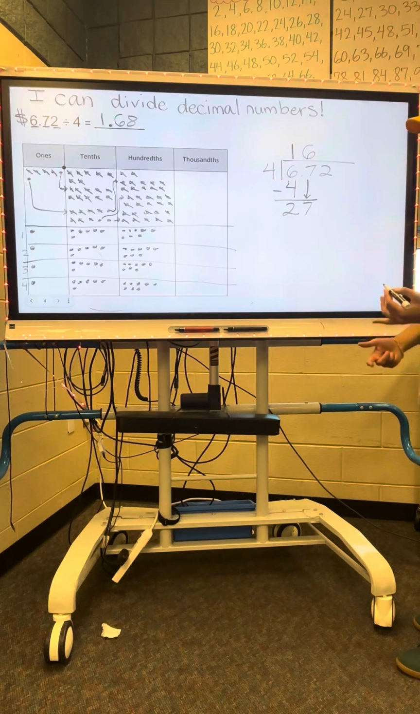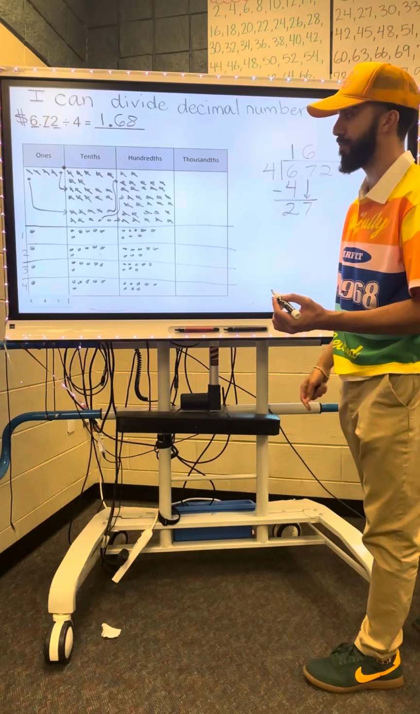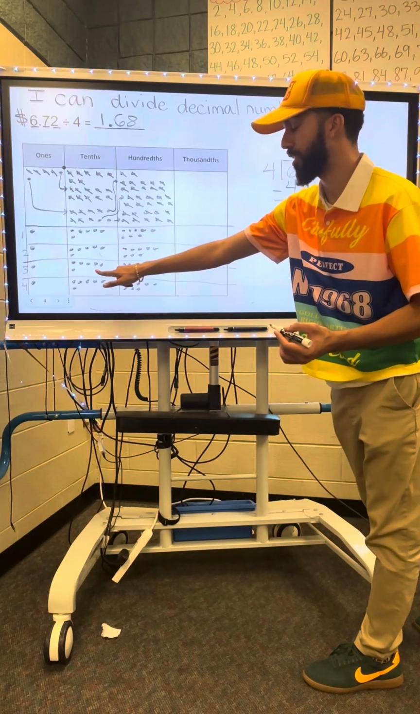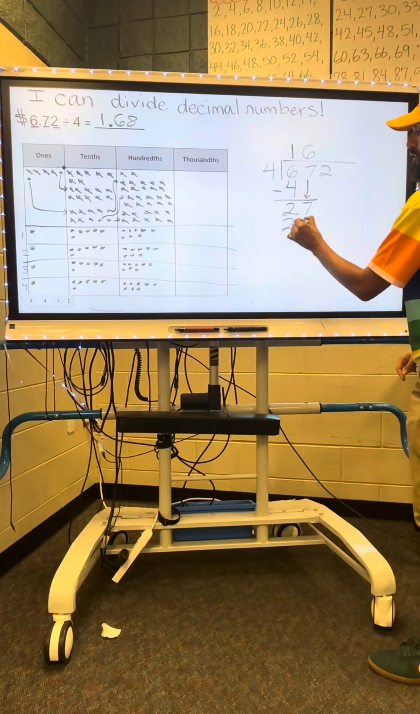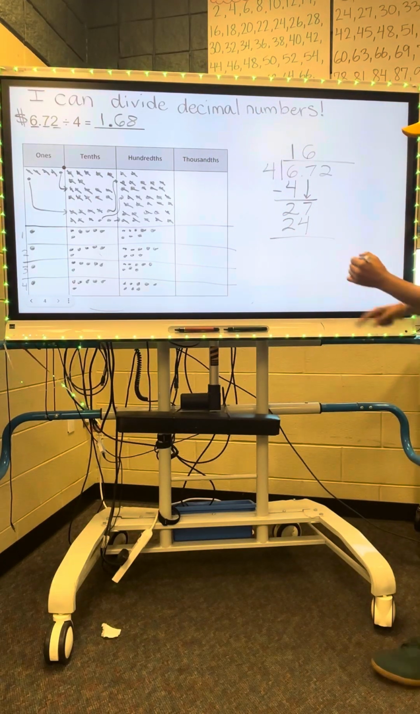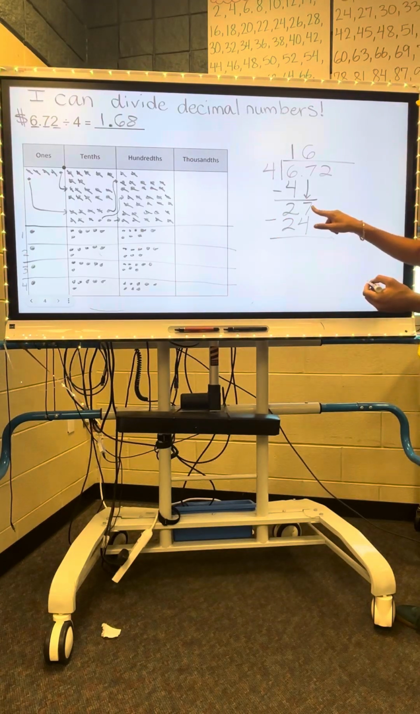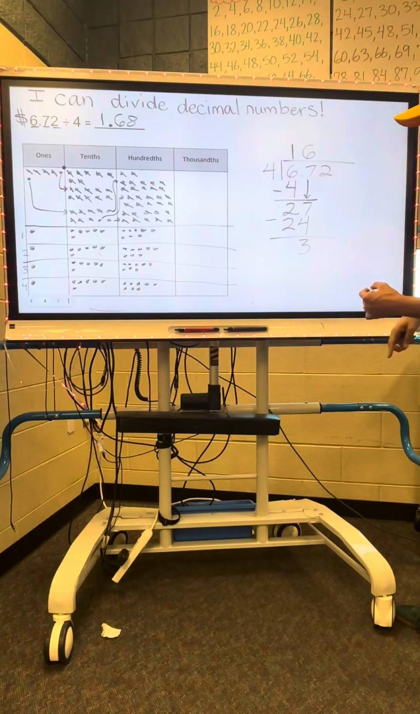How many were we able to share? We were only able to share 24 of them. 6 plus 6 is 12, plus another 6 is 18, plus another 6 is 24. We were only able to share 24. Now subtract. I know 7 minus 4 is 3. 2 minus 2 is 0. I'm not even going to put a 0 there.